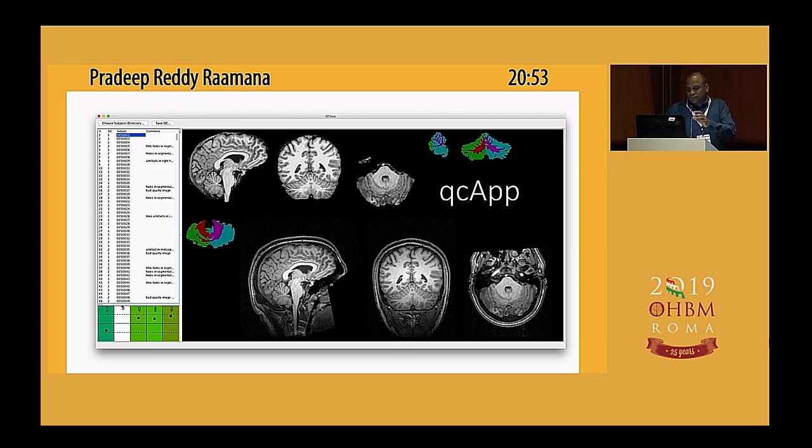There's another similar app called QC app from Roberto Toro, Katja Heuer, and team. This is more focused on quicker assessment of segmentation accuracy, for example, in this case, cerebellum. And on the left, you can see the whole data sets, and you can quickly look and rate the particular subject and move on.